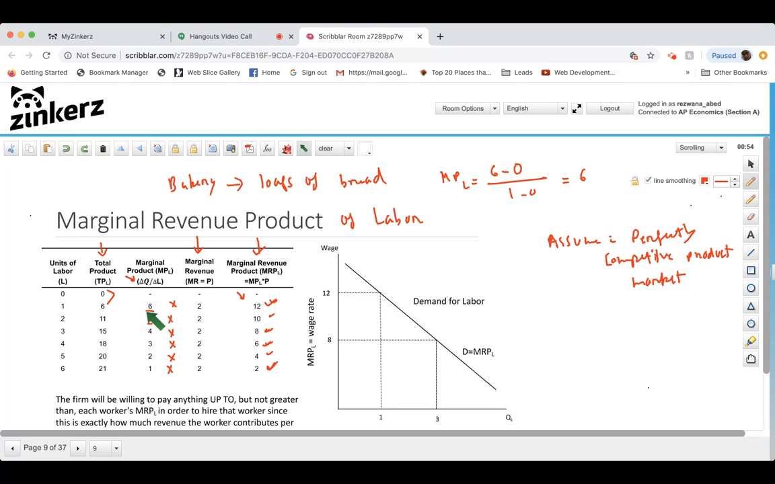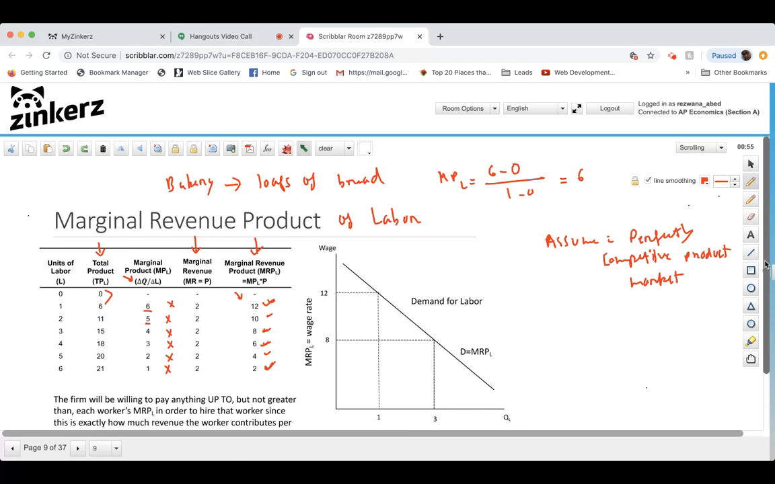For the second worker, his marginal product of labor is 5, and 5 times 2 is 10. So this is how much he is adding to the revenue for the farm. So this is the maximum amount that the farm would be willing to pay to that second worker. Nothing more. They wouldn't pay a penny more than $10, because all they care about is how much revenue the worker contributes per hour.